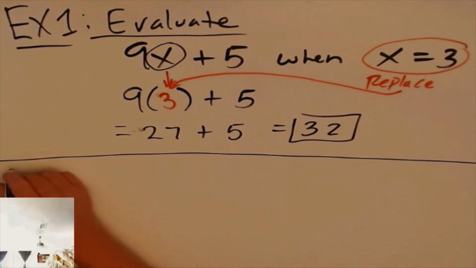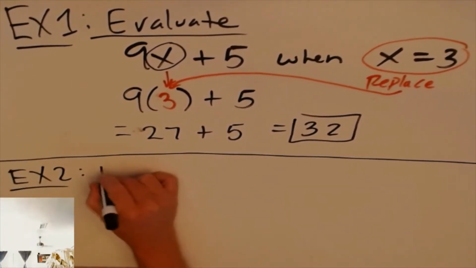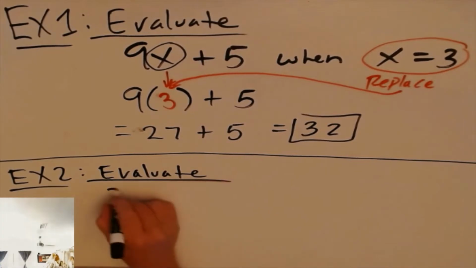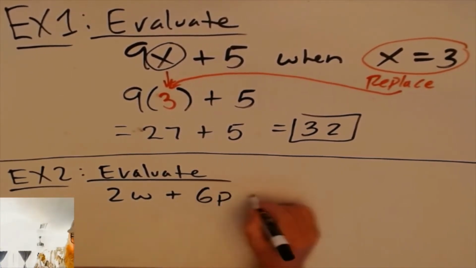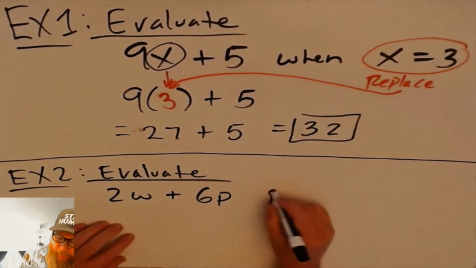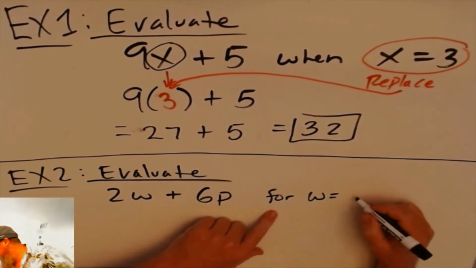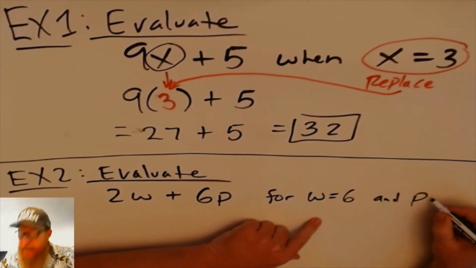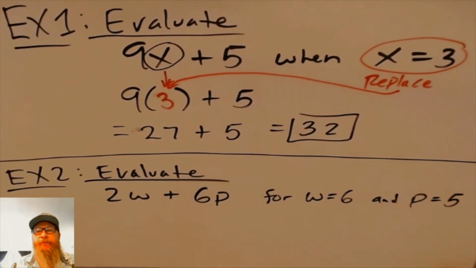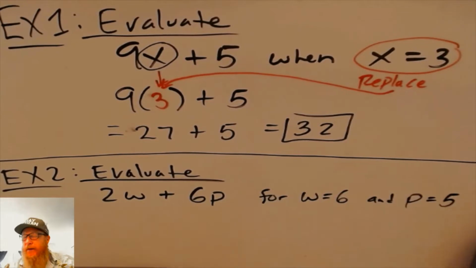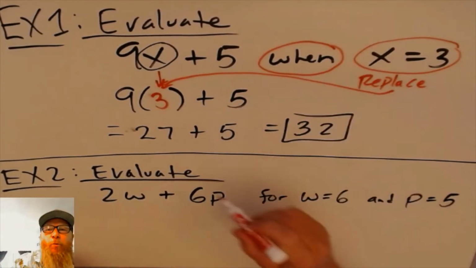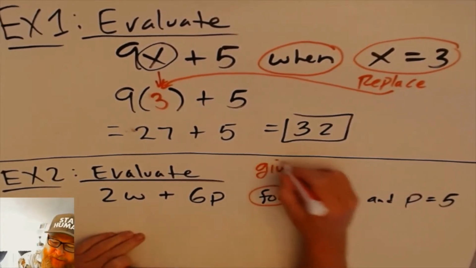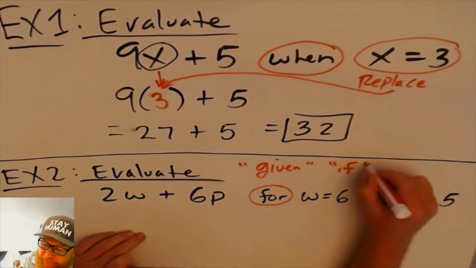They get worse or better, depending on how you're looking at it. How about evaluate 2w plus 6p for w equals 6 and p equals 5. We have lots of synonyms. Sometimes I'll say when, sometimes I'll say for, sometimes I will say given, sometimes I will say if.